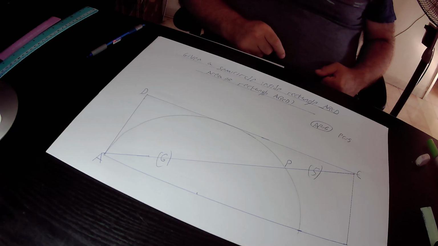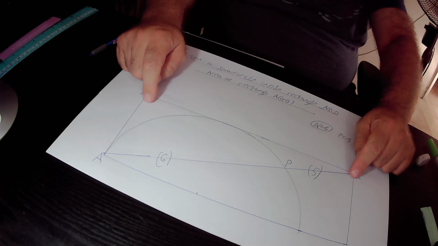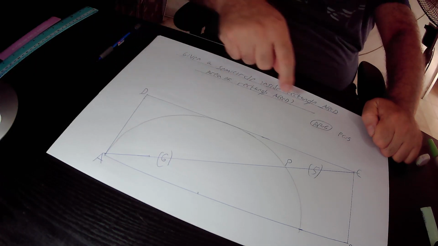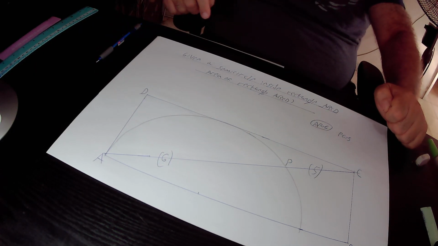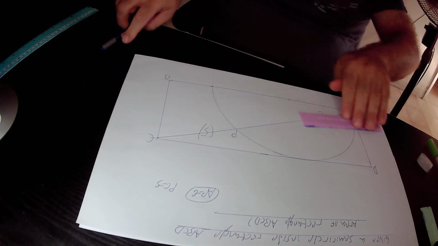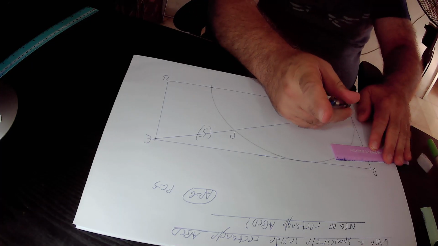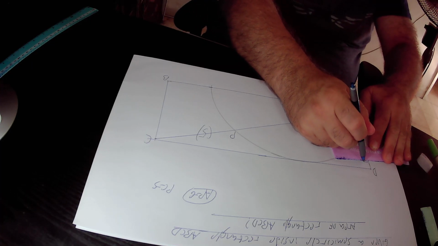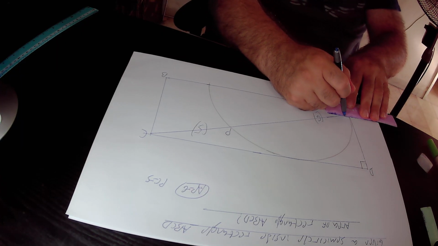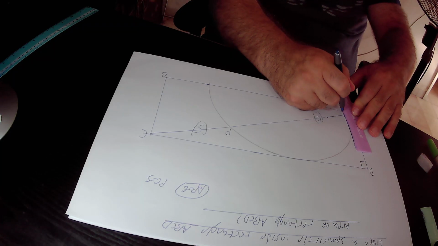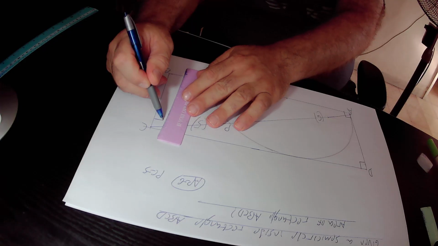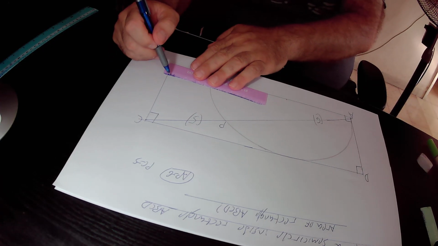So first of all, those four angles are all right angles because of the fact that ABCD is a rectangle. So this angle is a right angle. This is also a right angle. This is a right angle. And finally, this is also a right angle.